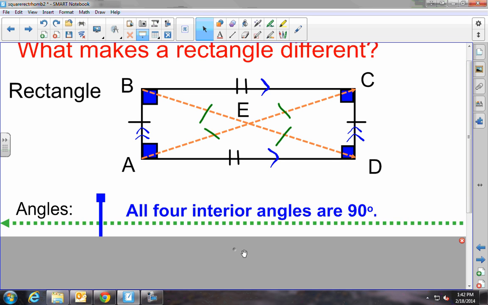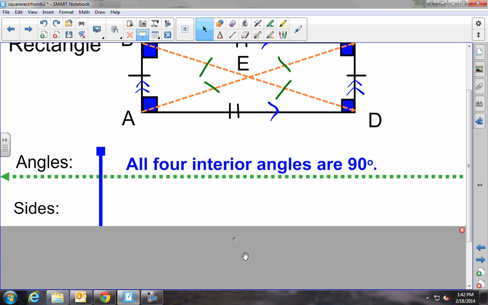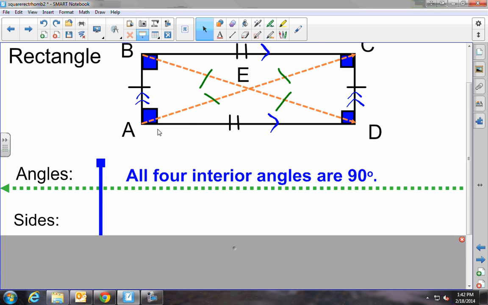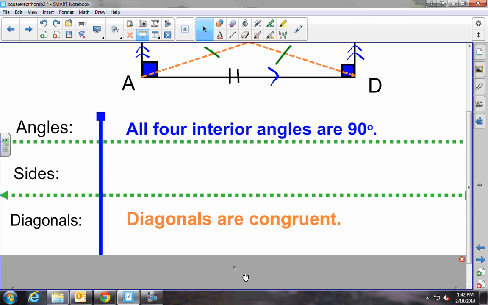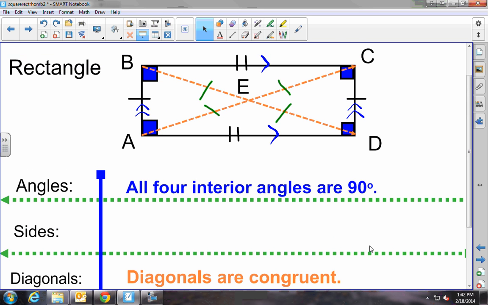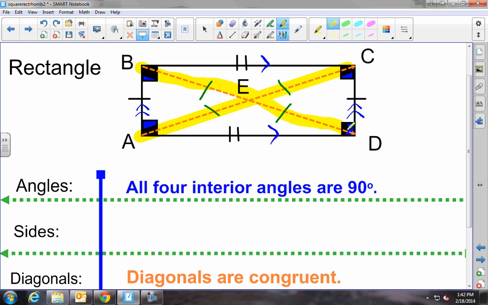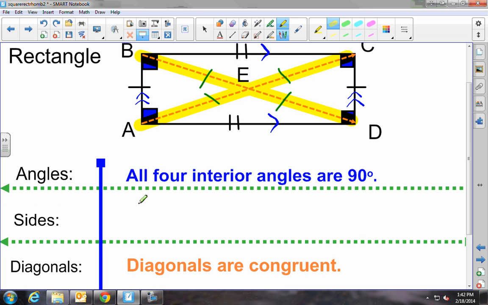Okay, one property, the angles. All four interior angles are 90 degrees. Regarding the sides, same thing as before. Opposite sides are congruent. Regarding the diagonals, in a rectangle the diagonals are congruent. So they still bisect each other. That means they cut each other in half right here. But this diagonal is congruent to this diagonal. Okay, so two additional properties for rectangles, write those down.